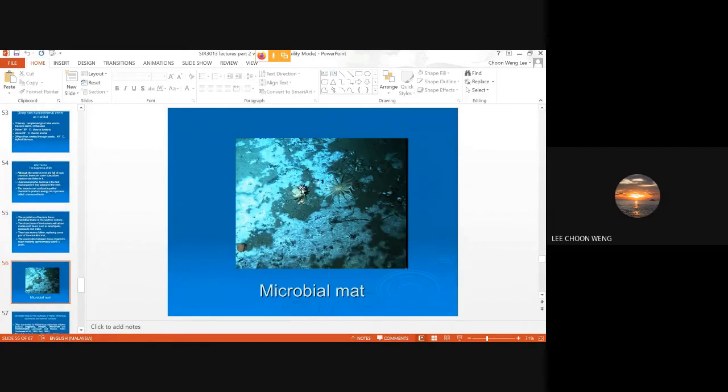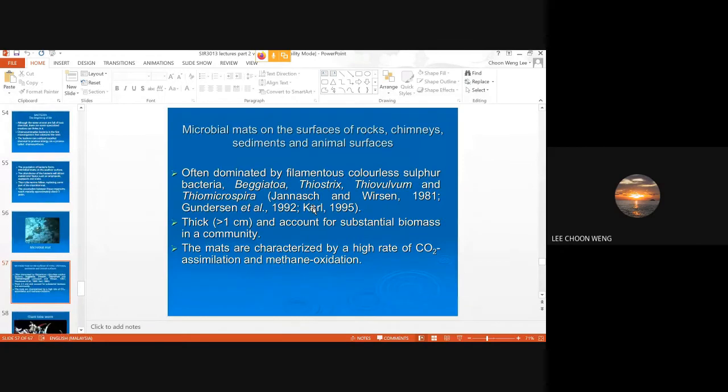So you can see the microbial mat, and you can see the starfish grazing on it also. Okay, so the microbial biomats can be quite thick, up to more than 1 cm thick. So more than 1 cm thick of bacteria, that is a substantial amount of biomass.